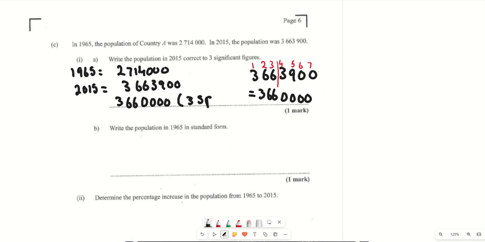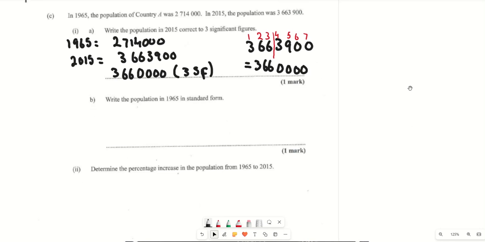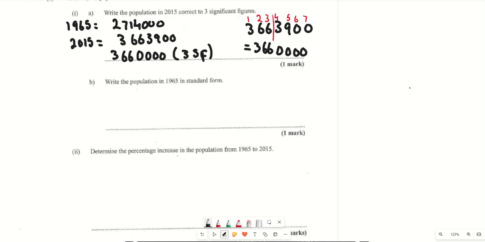And always, guys, if you have it to 3 significant figures, you're going to put 3SF. You are telling the examiner, whoever is answering the question, that my answer is to 3 significant figures. Now, let's write the population in 1965, which is 2,714,000, in standard form.